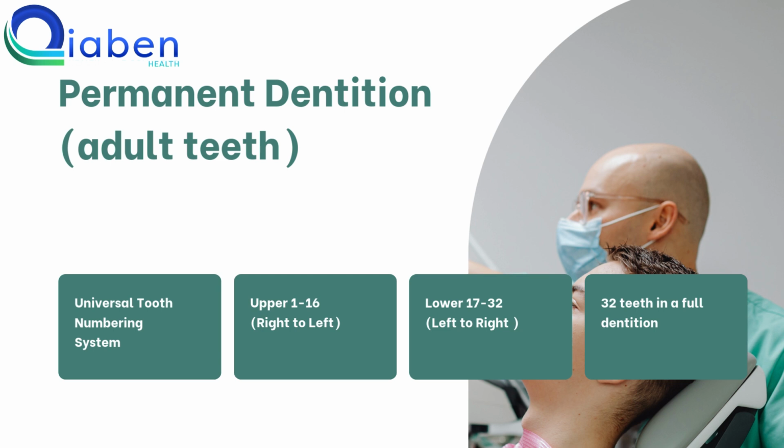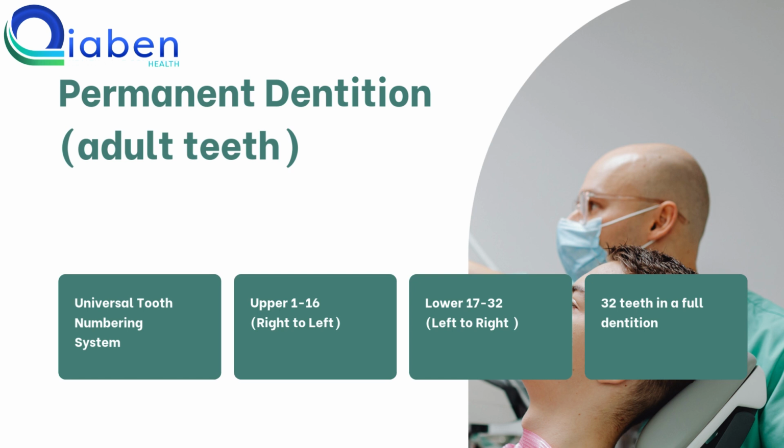All right, everyone, now that we've covered primary teeth, let's shift to the teeth you'll be working with the most in practice: permanent dentition. Permanent teeth use the universal numbering system. Here's how it works. We start from the upper right third molar, that's tooth number 1. Then we travel across the upper arch all the way to the upper left third molar, tooth 16.